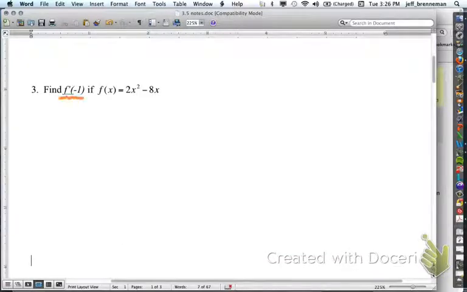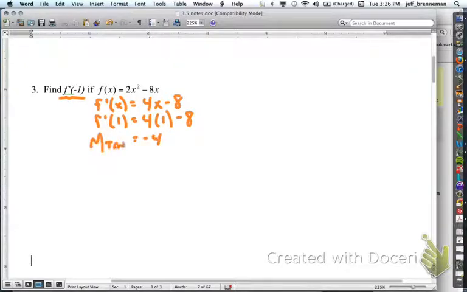Next, we want to find the derivative at 1. So the slope at 1 is found by, first of all, let's just take the derivative of this original function. We get 4x minus 8. And then we'll just evaluate that at 1. It looks like 4 times 1 minus 8, or of course, negative 4. And so that might be the slope of the tangent line. Again, it might be velocity.